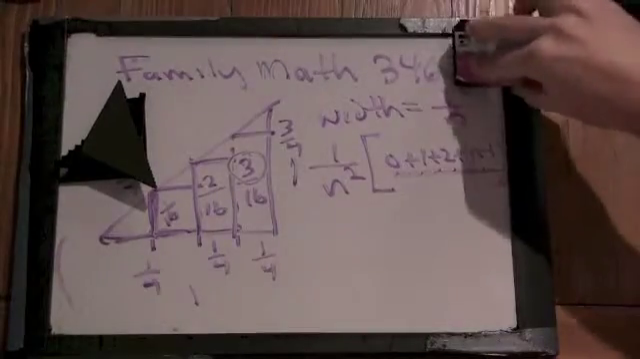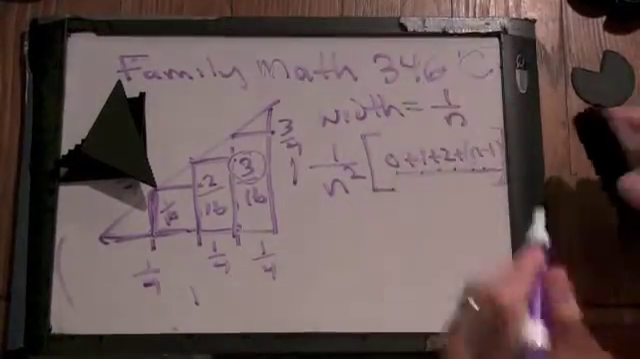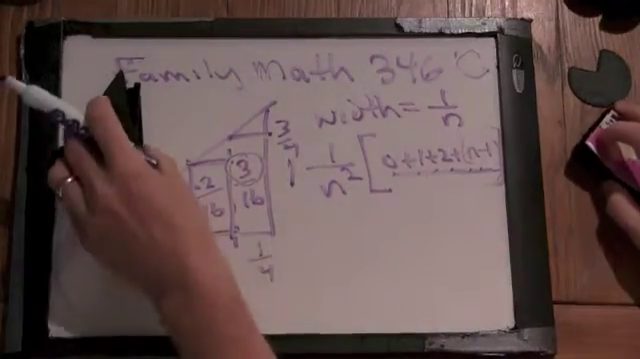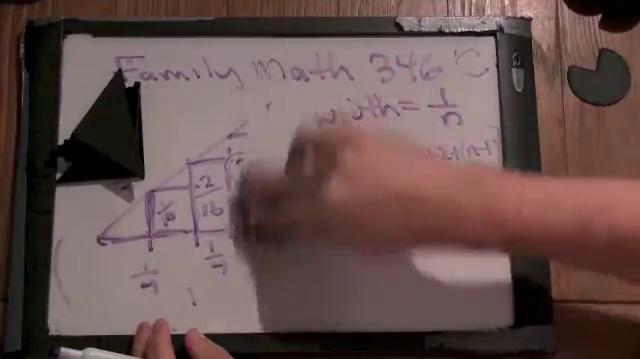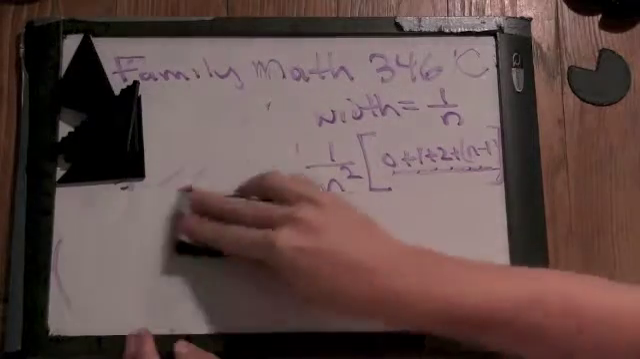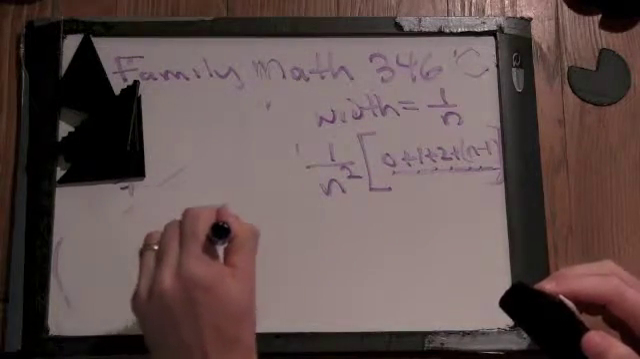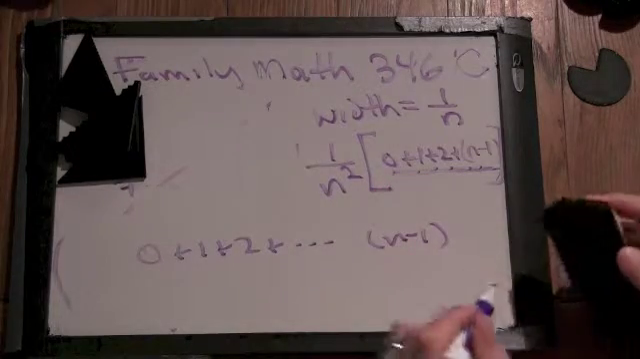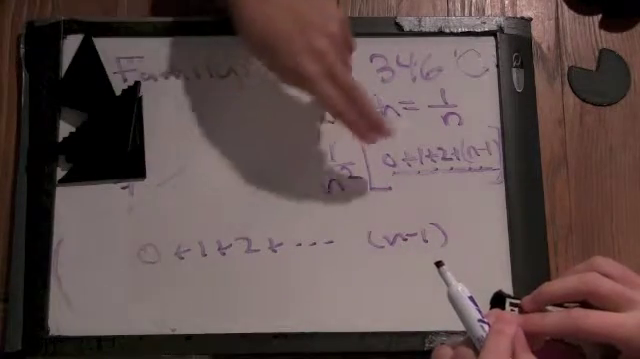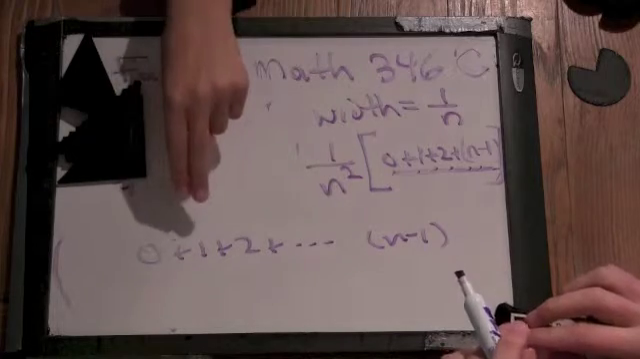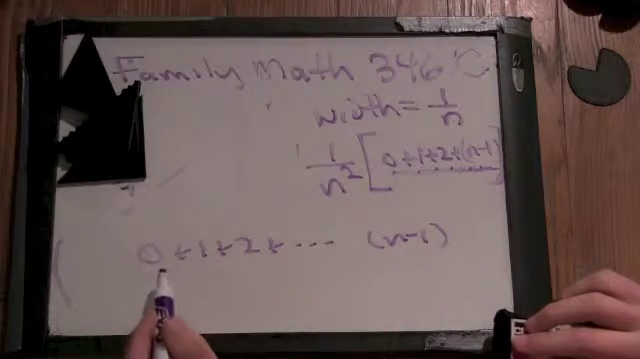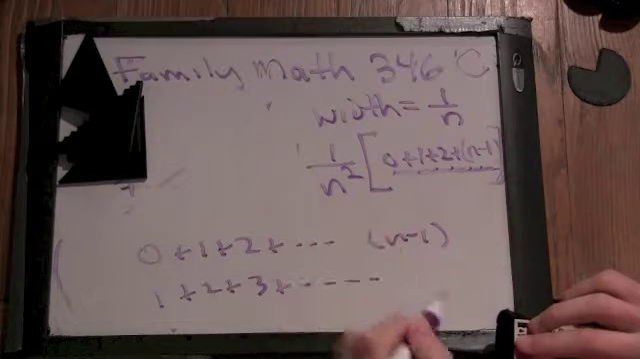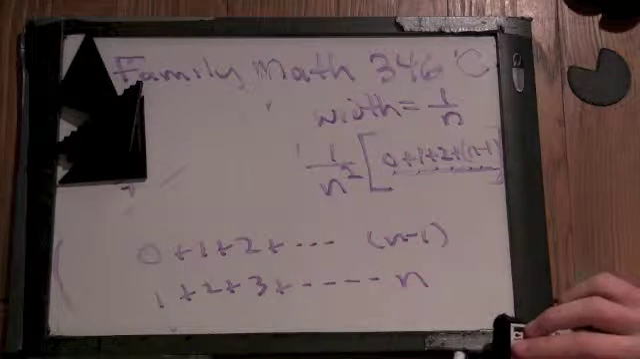Okay, so here's part C. How do we add up this series? Since I already have some triangles, maybe I can give myself a little room over here. We could figure out what 0 plus 1 plus 2 plus all the way up to... Well, what you could do is add 1 to everything. I get 1 plus 2 plus 3 plus all the way up to N, because we know how to find something from 1 to N.